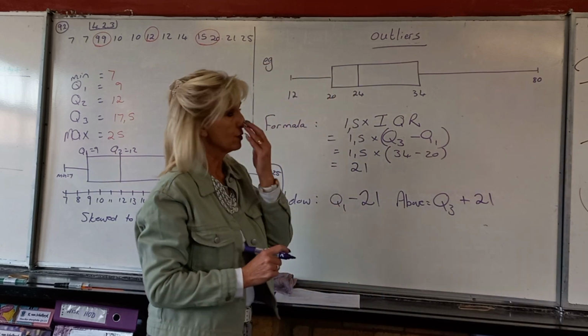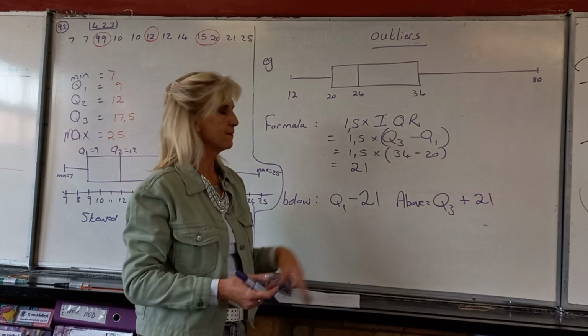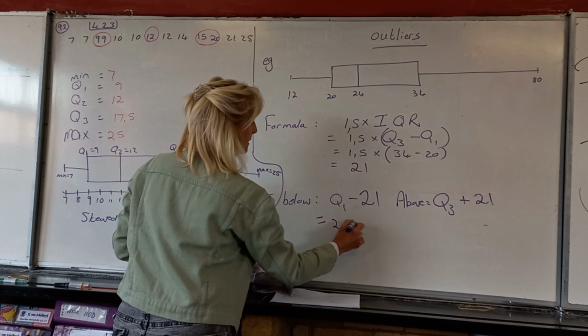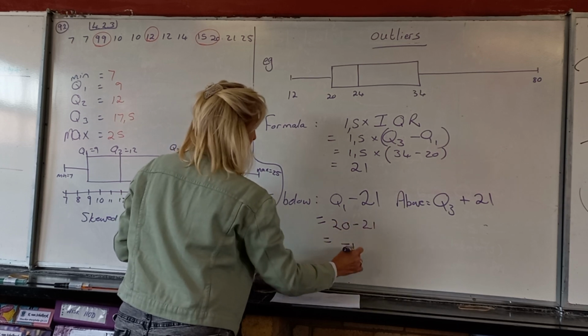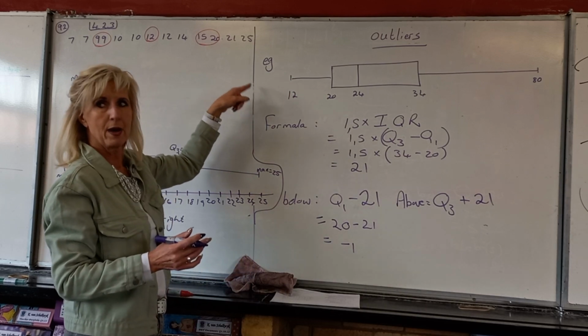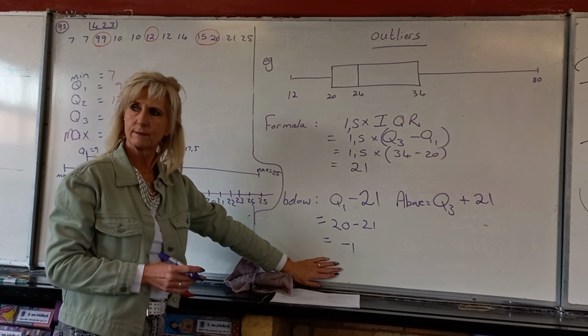Okay, so let's actually do the maths. I'm trying to give you the logic behind this. So let's see if there's an outlier. So Q1, which is 20, minus the 21 gives me -1. What the heck? So if there was something less than -1, it would have been an outlier. So is there one? No outlier.